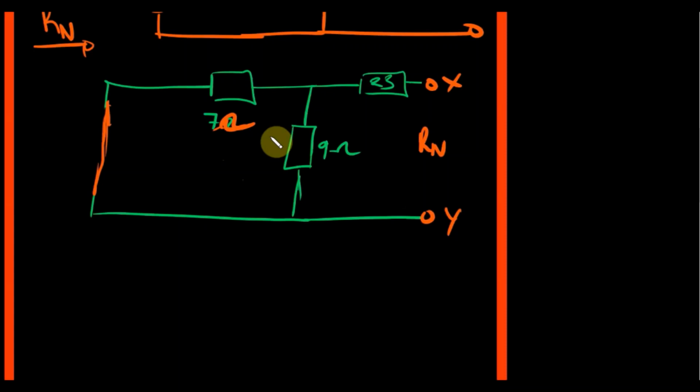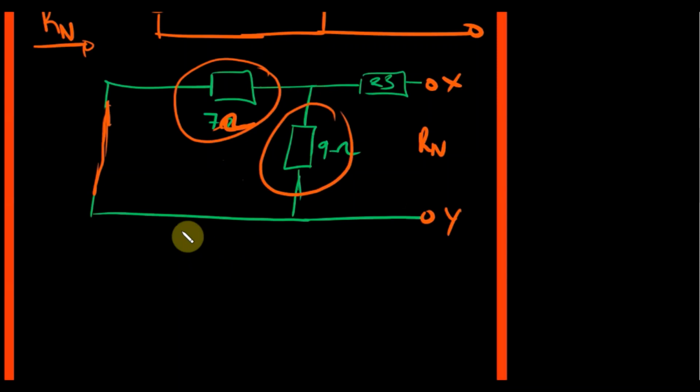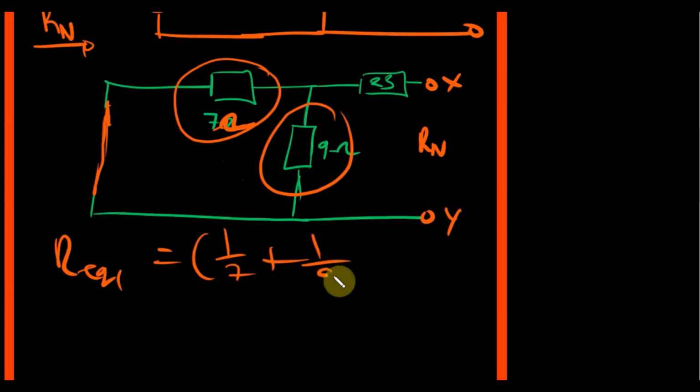So from here right away, we see that this one is in parallel with this one. So R equivalent 1 is equal to (1 over 7 plus 1 over 9) to the power of minus 1. So these guys combined will give us an equivalent resistance of 3.938 ohms.